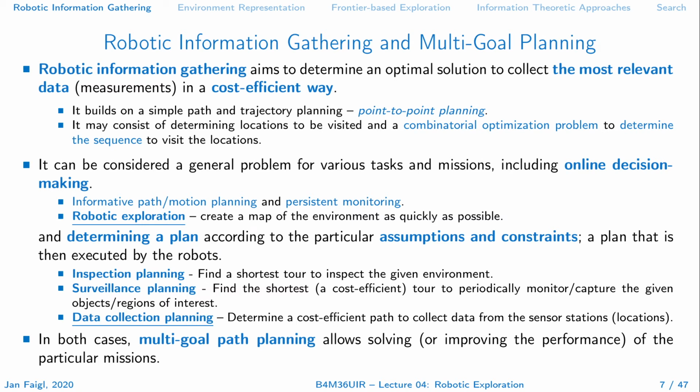And in both cases, and also in robotic exploration, as we will cover in this lecture, we can consider multi-goal path planning. So we consider not only visiting one location, but maybe a couple of locations that may improve, and actually is improving, the performance of a particular mission.